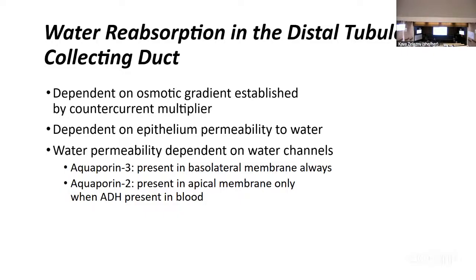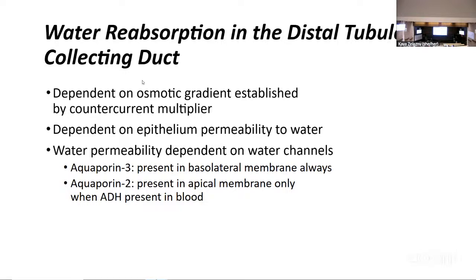sometimes going to be permeable to water and sometimes not. So sometimes osmosis can happen and sometimes it can't. And that's dependent on the proteins embedded in these cells and the degree to which they are or are not present. So we can think of them as water channels, and they're called aquaporin 2 and aquaporin 3.